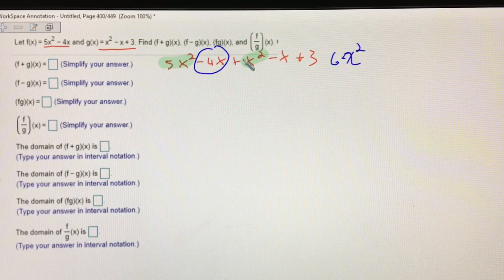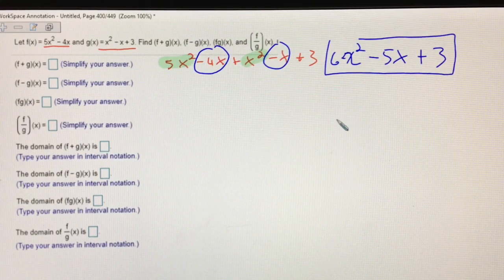And then I have to do negative 4x plus negative 1x, which is negative 5x. And then I have nothing to add to the 3, so I just bring down the 3. So that's going to give me a final answer of 6x² minus 5x plus 3.